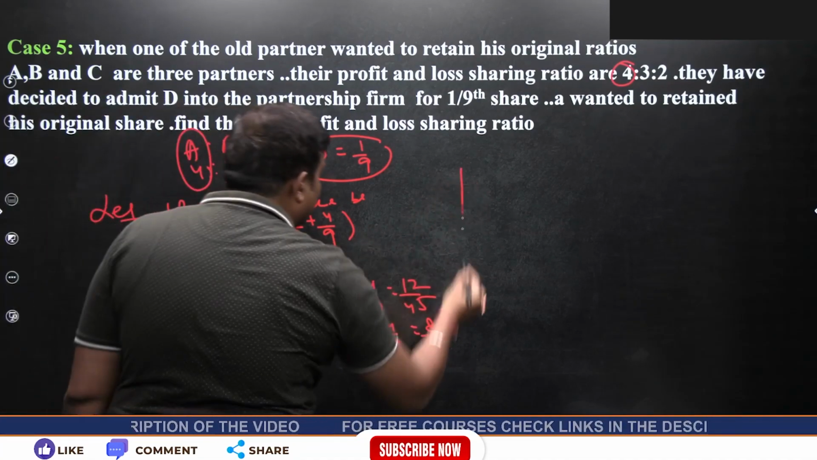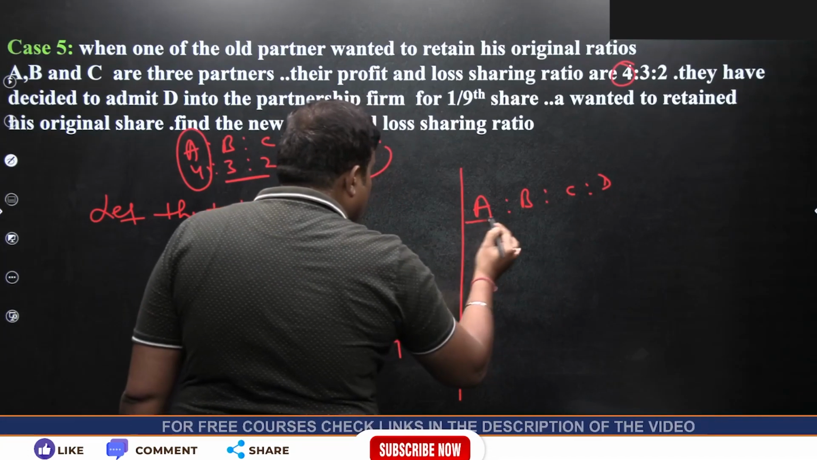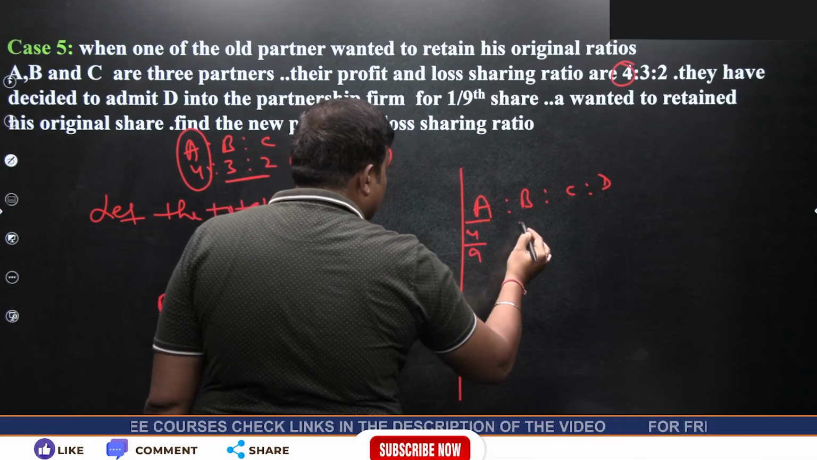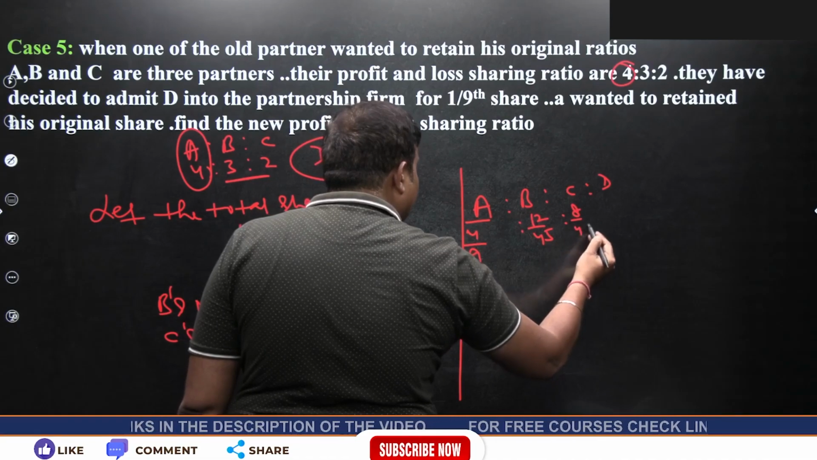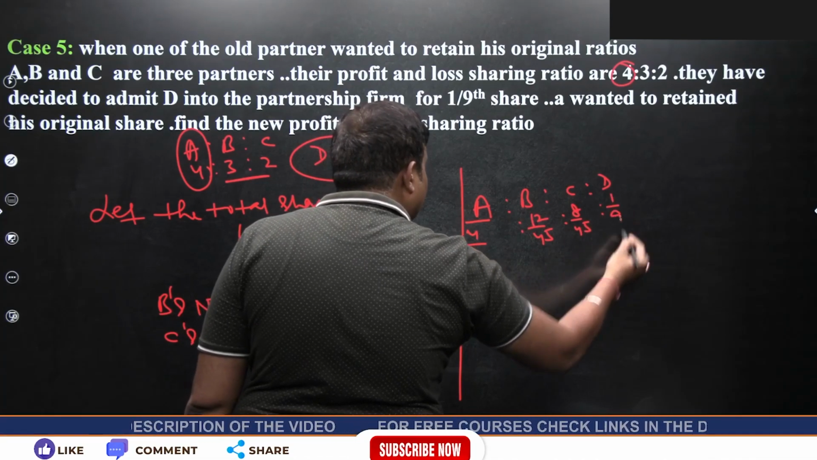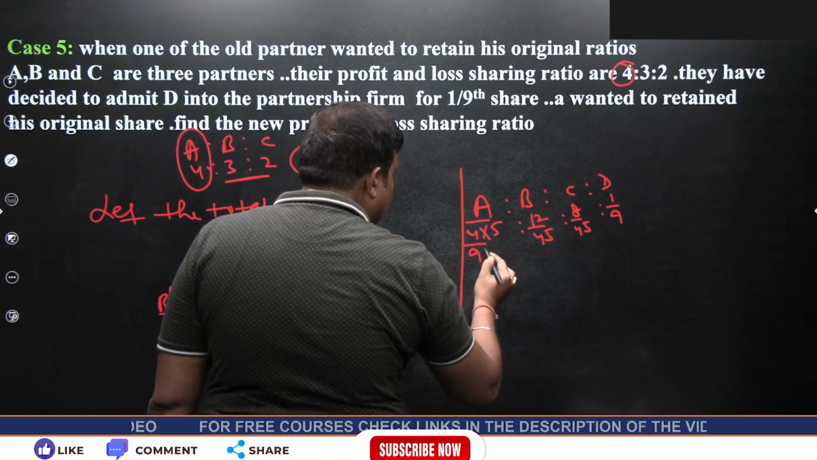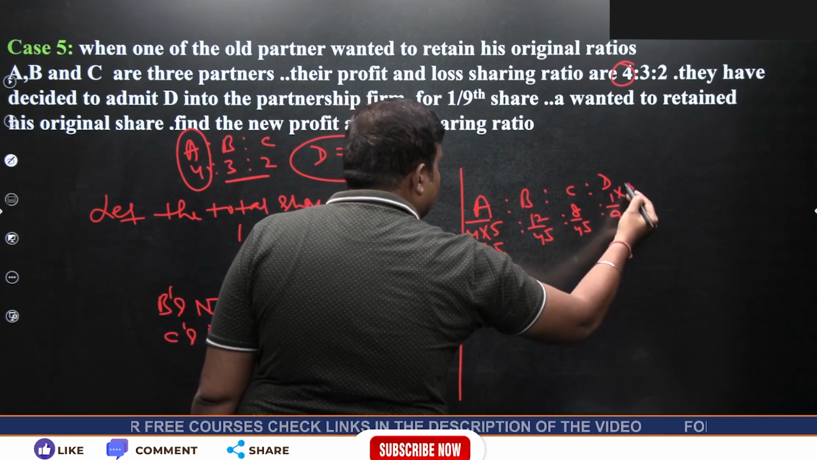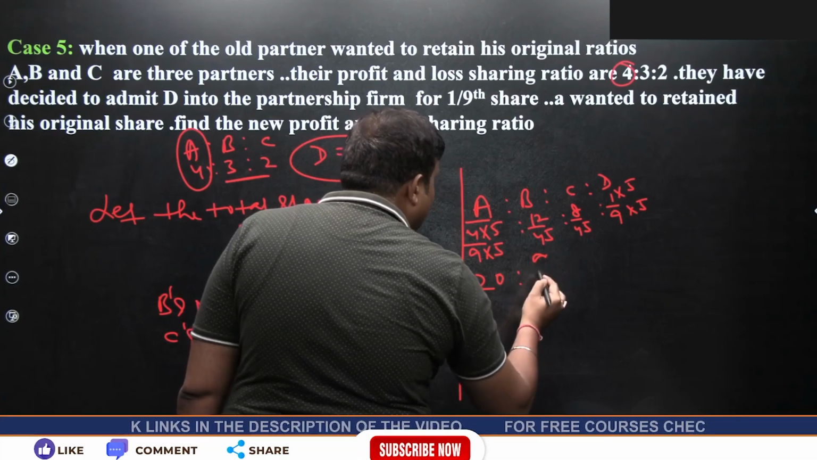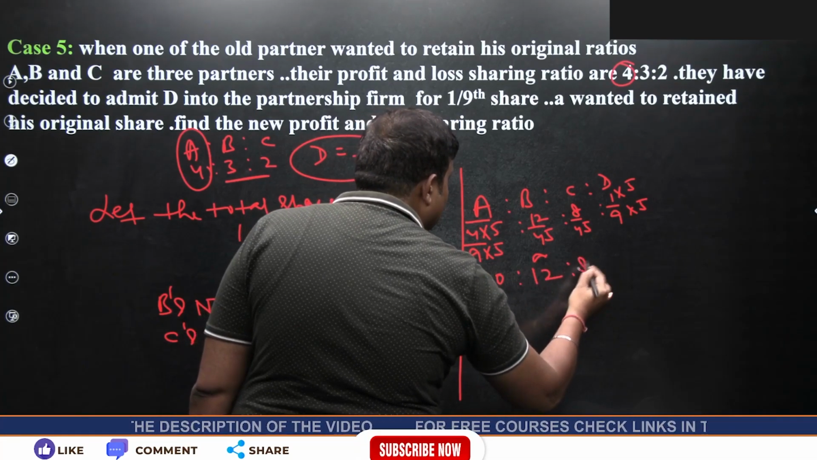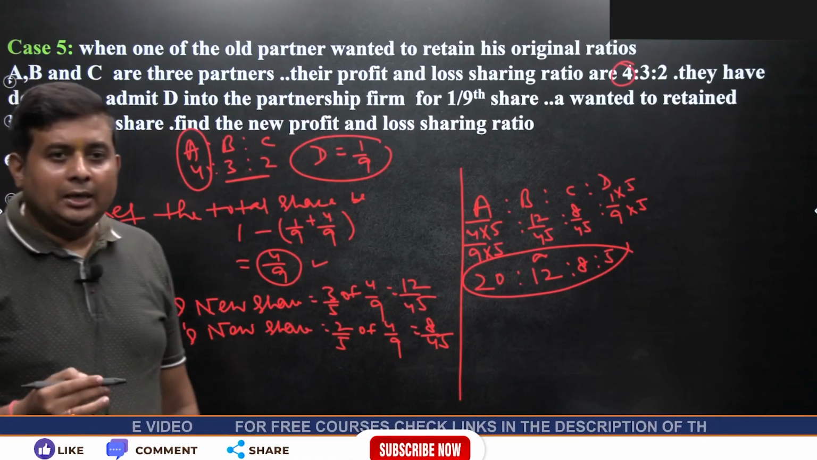So let's simplify this now. So A is to B is to C is to D. A is having the original share, that is 4 by 9. B is 12 by 45 as we have calculated. C is having 8 by 45 as we have calculated. And D is joining them for 1 by 9 share. So let's equalize all of them. So basically A should be multiplied with 5 by 5, and here also you can do the same. So if you could calculate, the new ratio between A, B, C, D would be 20 is to 12 is to 8 is to 5. So this would be the new profit and loss sharing ratio between A, B, C and D.